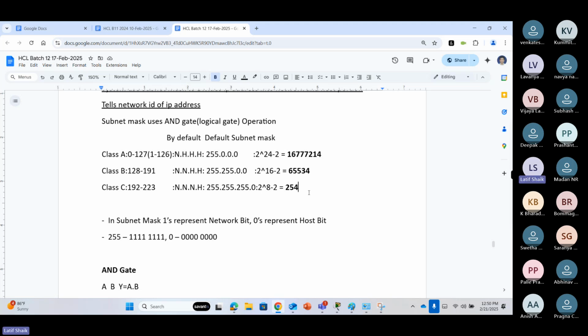300, 400, 500, 1000, 5000, 50,000, 65,000, still we can use class B only. 70,000, now we can't use it, so go to class A. Depends upon your network size, you will choose which IP address from which class you will take. It depends upon the size of the network.